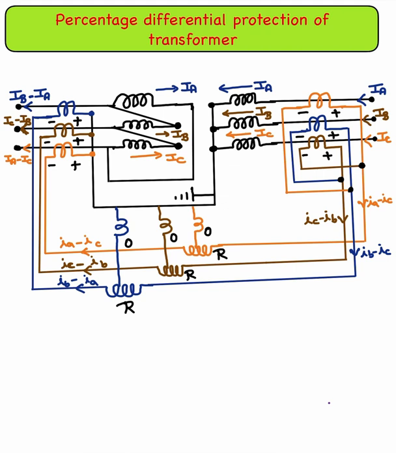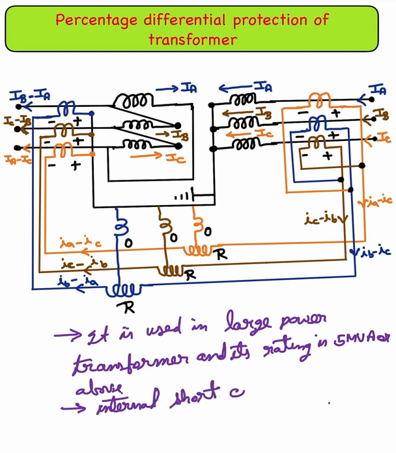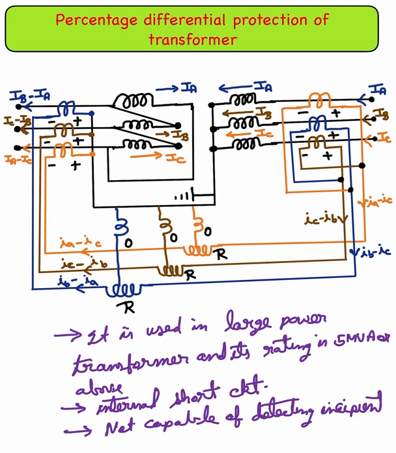Percentage differential protection is basically used in large power transformers, with a rating of 5 MVA or above. This scheme is employed to protect the transformer against internal short circuit conditions. It is not capable of detecting incipient faults.